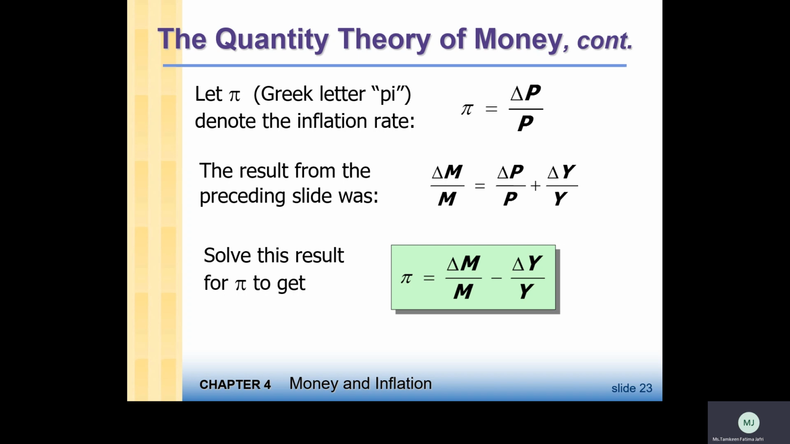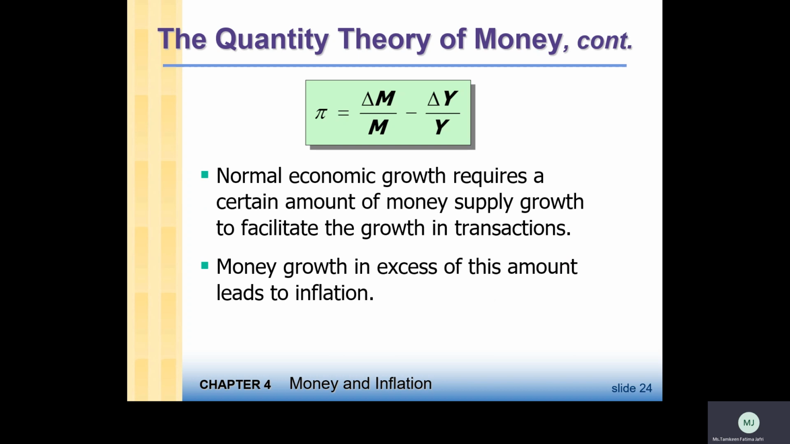In the next slide, this point has been further clarified, where you can see that normal economic growth, by this we mean the percentage change in Y, requires a certain amount of money supply growth to facilitate the growth in transactions. So in simple words, when output increases or when your income increases, you would like to make more transactions. And for those transactions, you require more money. So that is why if money supply is increasing by 10% and output is increasing by 2%, inflation is going to increase by 8% and not 10%. Because some of the increase in money supply is actually required to finance the increase in transactions as your income increases.